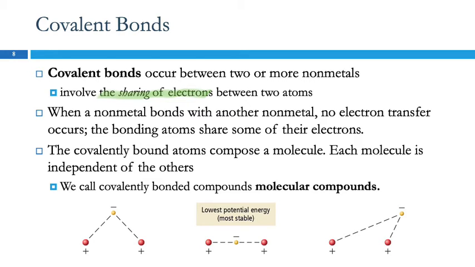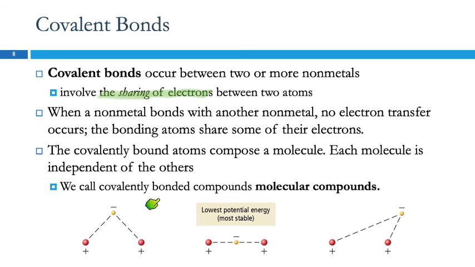Covalent bonds, we will observe between two or more nonmetals, and these involve the sharing of electrons. So ionic compounds have ions, right? Covalent, co means to share, right? If you practice co-sleeping, you let your children sleep in your bed with you. Co means sharing, co-op. So the electrons are shared between two or more atoms. There's no electron transfer that occurs.